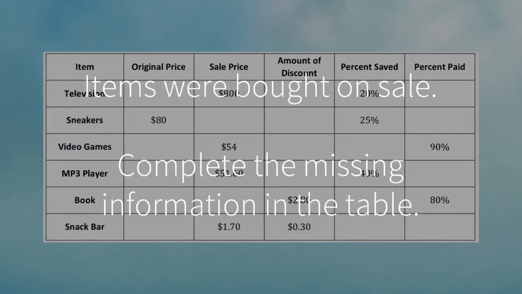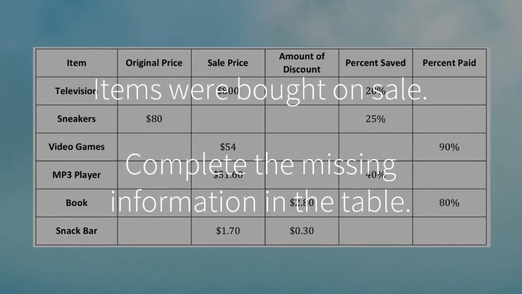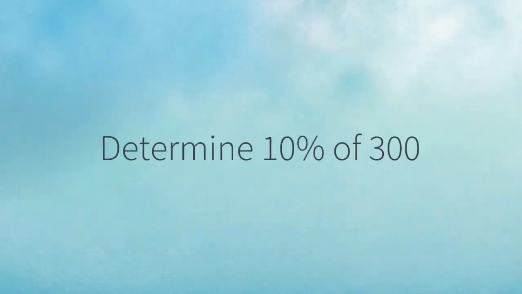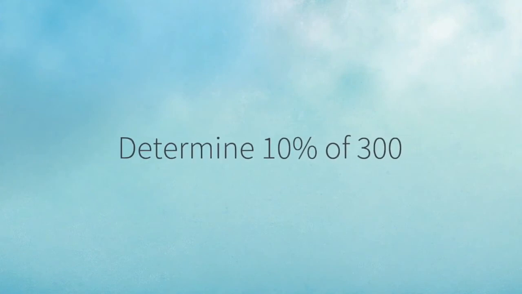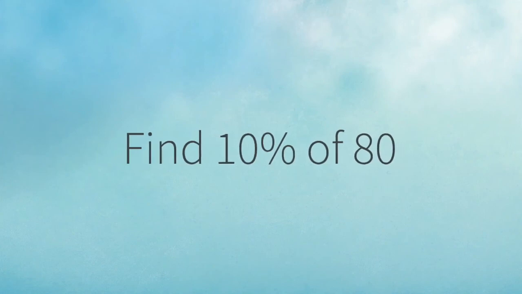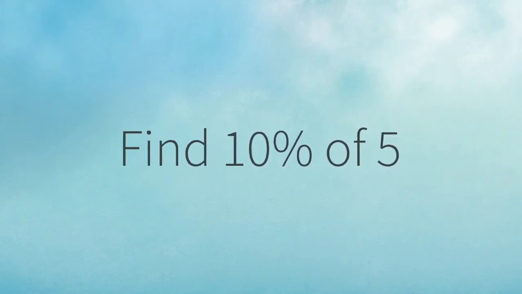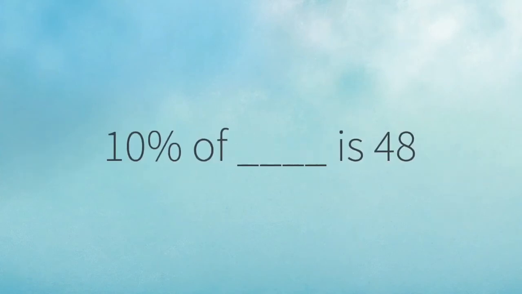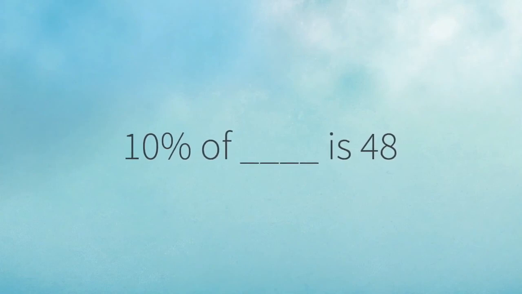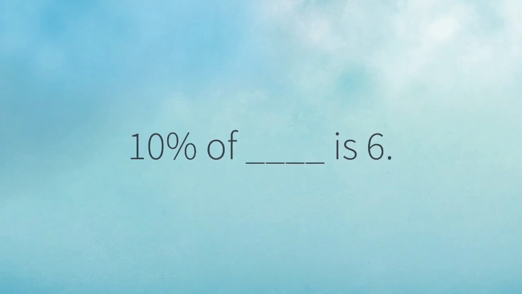Now, here is another table showing you some items that were bought. I want you to take a look at it and fill in the missing information. Determine what 10% of 300 is. Find 10% of 80. Determine 10% of 64. Find 10% of 5. 10% of what is 48? 10% of what is 6?